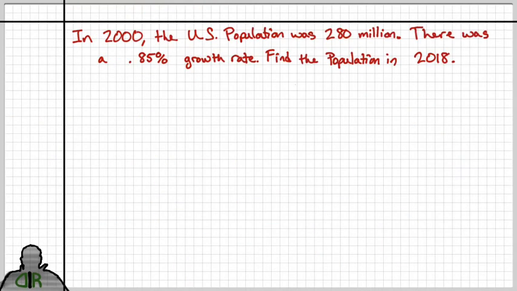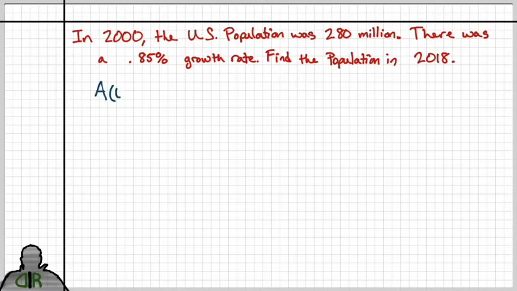All right, so let's do a couple examples here. In 2000, the U.S. population was 280 million. There was a 0.85% growth rate. Find the population in 2018. Now, this is 0.85%. This is not 85%. That would be pretty crazy. So, 0.85% growth rate. Let's start filling out our equation here.